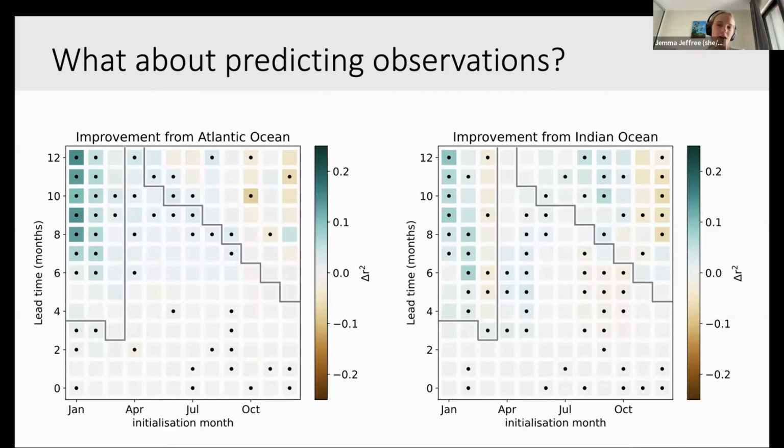And it's also, I guess, all the CSM2 ones are going to have that strong biennial ENSO, so I wouldn't trust them anyway. Thank you.